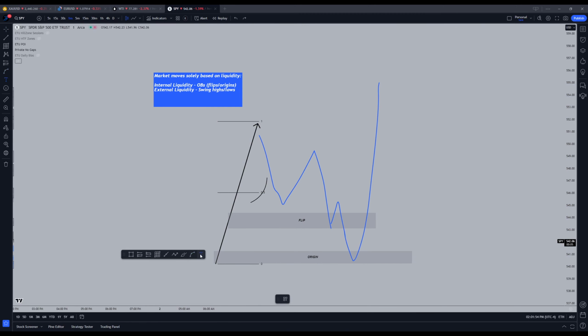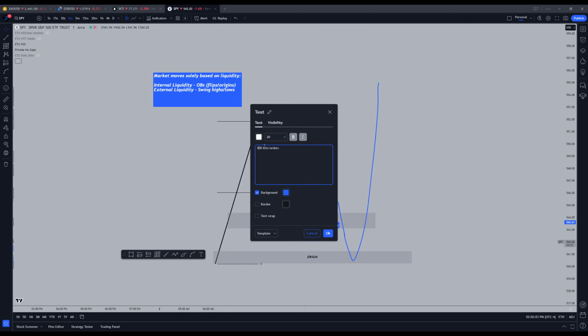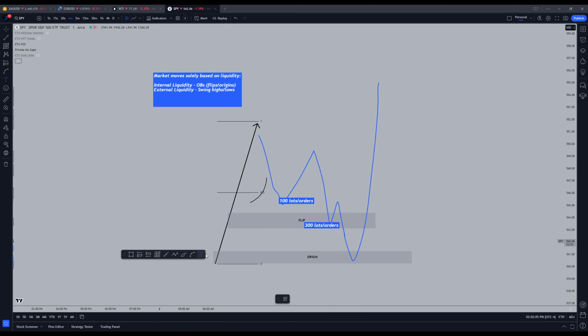Because let's say there's 100 lots, or you could say 100 orders of liquidity here resting at this inducement, and then down here, let's say there was 300, and at the origin we have the most liquidity here, or not necessarily the most liquidity, it would literally be at the swing point, right? So this external liquidity here, the swing point, would have the most liquidity.